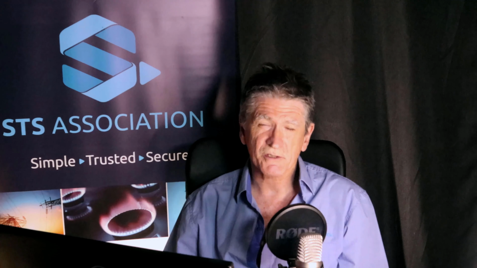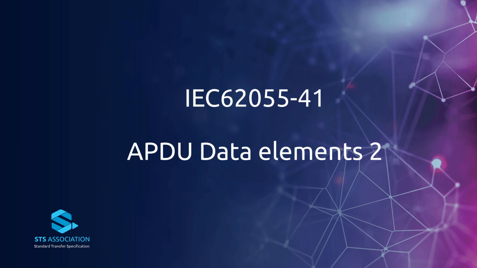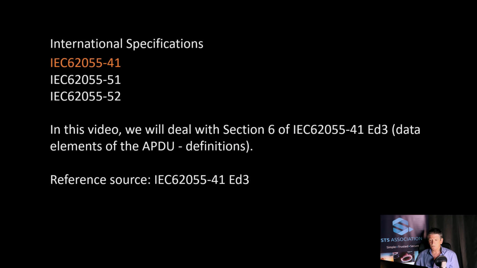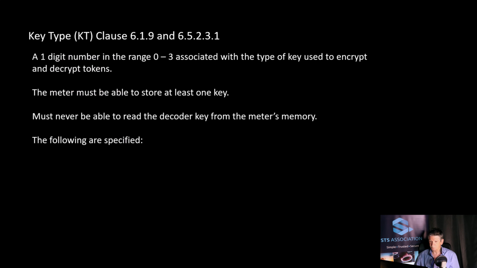In this video we will continue with the various clauses of the specifications. We'll deal with mainly clauses in the IEC 62055-41. The -51 and -52 we will periodically talk about, but not in any great depth. So this video will be section 6 of the 41 spec, and that is still under data elements of the APDU and definitions. And the reference source obviously is the document itself.